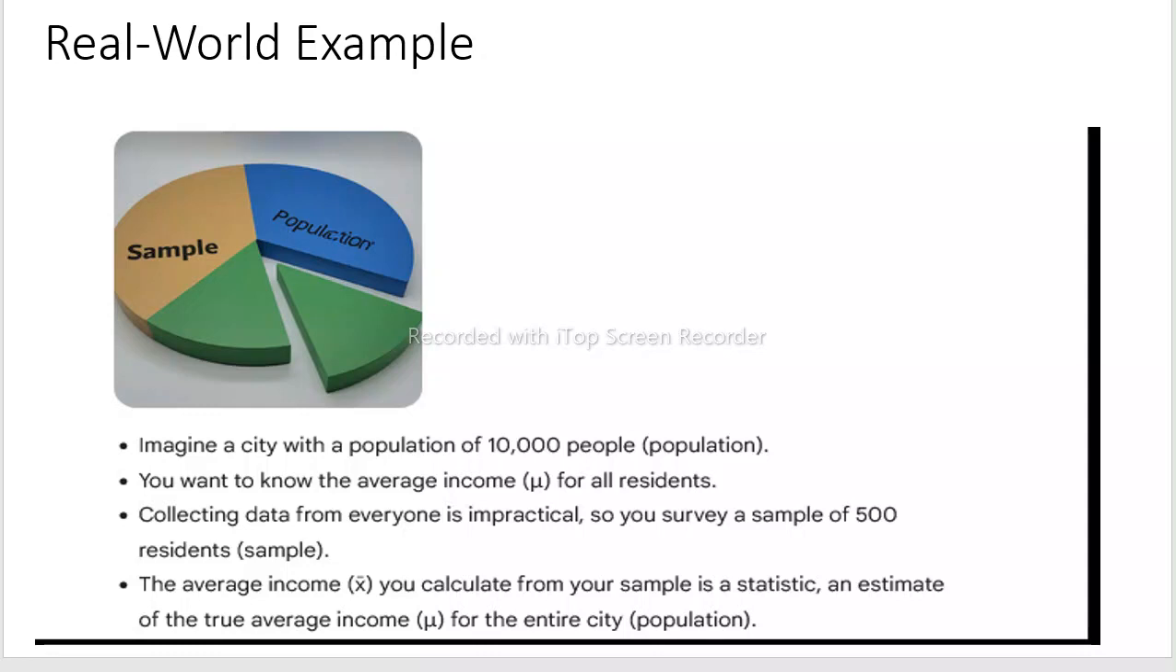The bar chart on this slide depicts this scenario. The blue bar represents the average income calculated from our sample of 500 residents. The green bar represents the estimated average income for the entire population of 10,000, which is a parameter we cannot directly measure, but can approximate through statistical methods using the sample data.